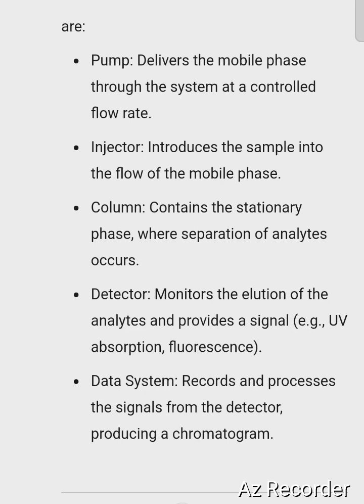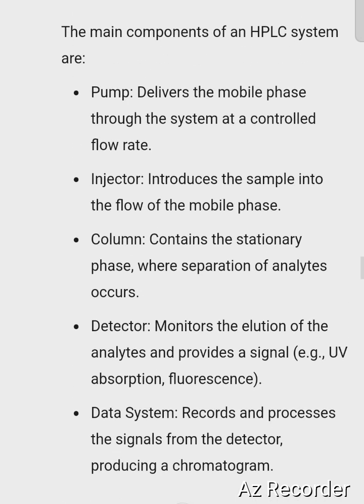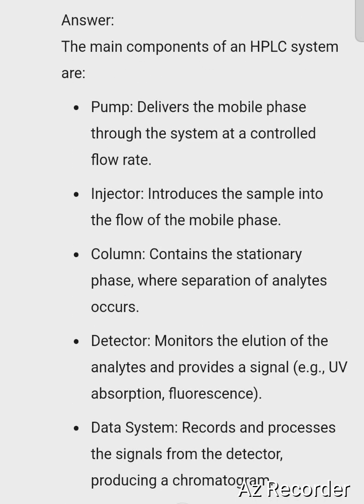Then what is the role of the column? The column contains the stationary phase where the separation of analytes occurs. Then the detector. The detector monitors the elution of the analyte and provides a signal, for example UV absorption or fluorescence. Then lastly the data system, that records and processes the signal from the detector, producing the chromatogram. So friends, the main components of HPLC are pump, injector, column and detector.